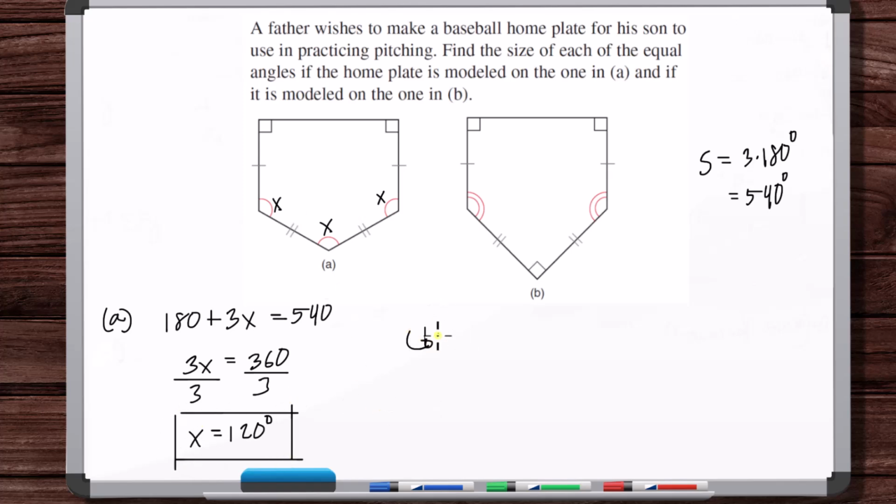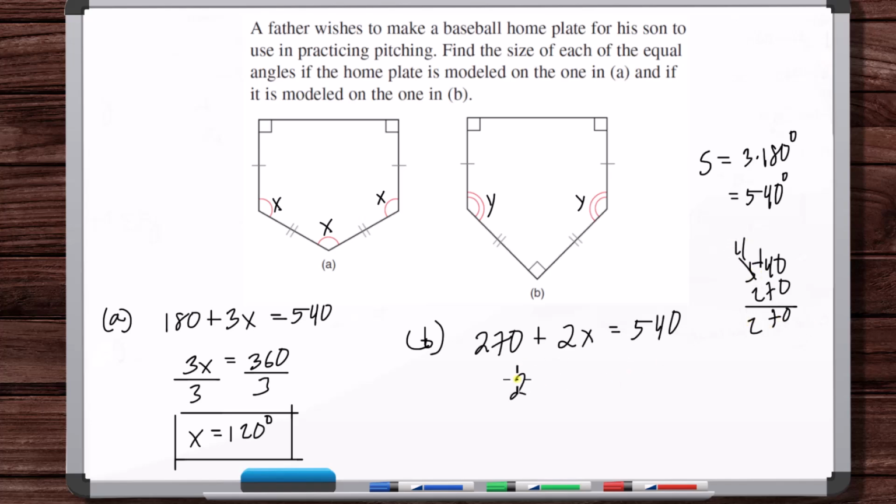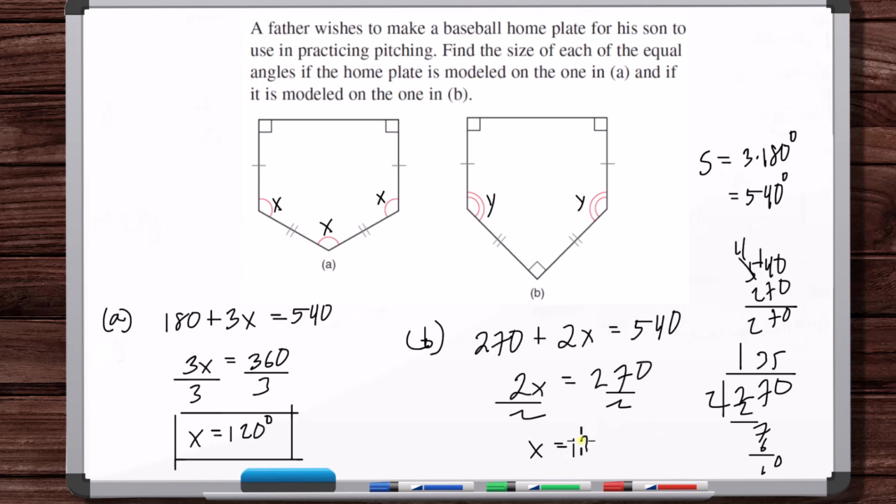Now in part B, if we say this is x, now we've got three 90-degree angles, so that's 270 plus 2x is equal to 540, it's still 540. So 540 minus 270, so 2x is equal to 270. So x is equal to 135 degrees.